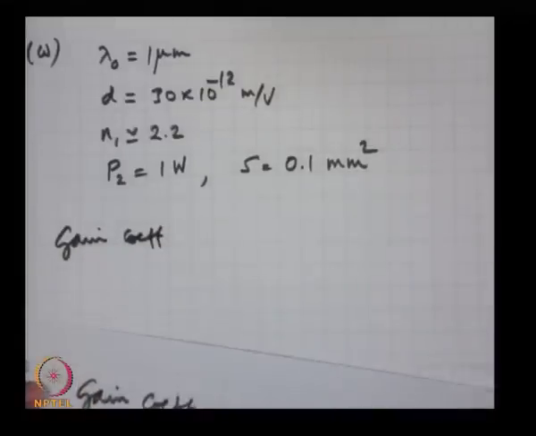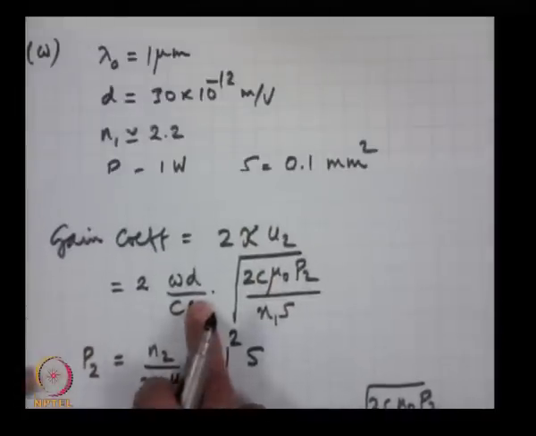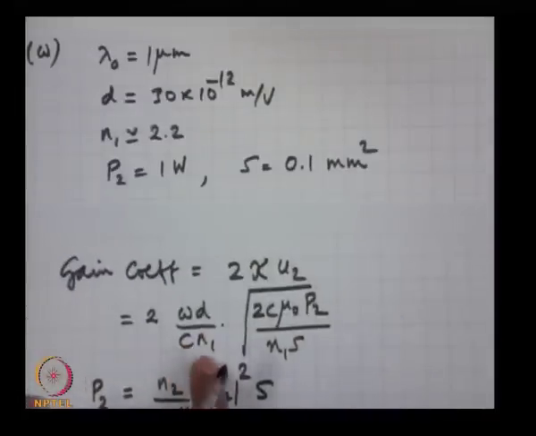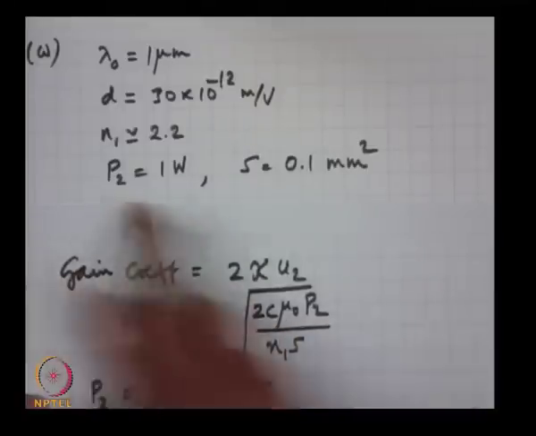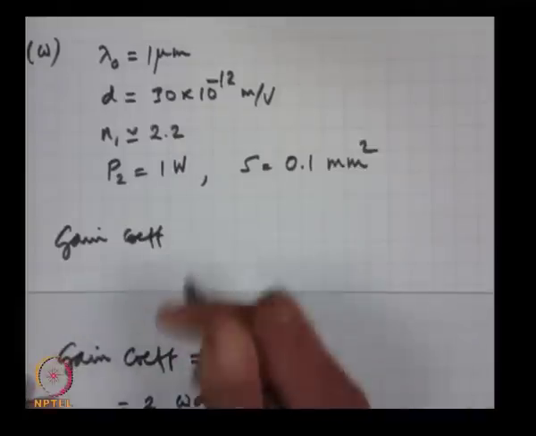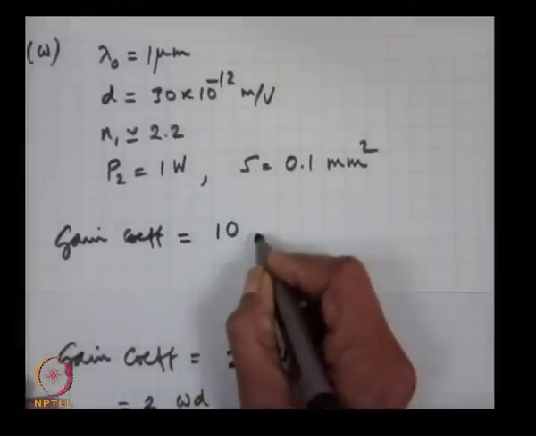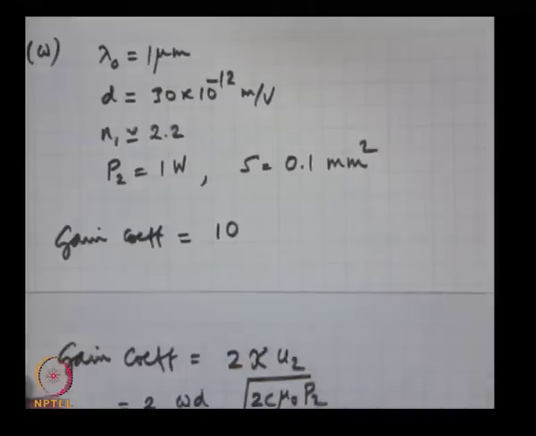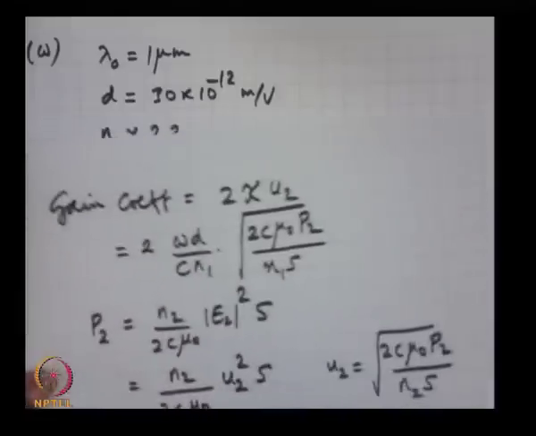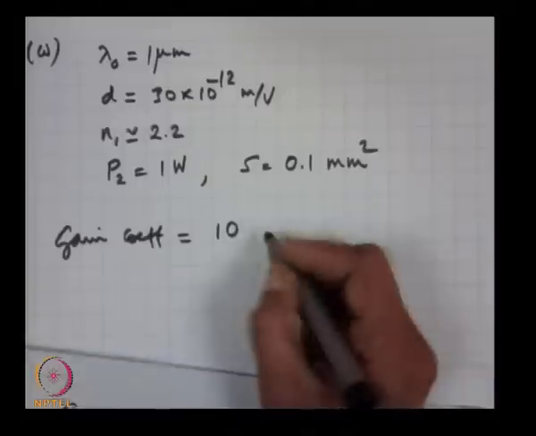So the gain coefficient will be... in this equation, you have everything. You have omega from this wavelength, you have the d, you have the velocity of light in free space, n1 is known, S is known, c, mu 0 and P2, everything is known. So if you substitute here, what you get is about... what units will it have? 1 by length. It is exponential kappa u, right? This is the gain coefficient, so it's actually in meter inverse.